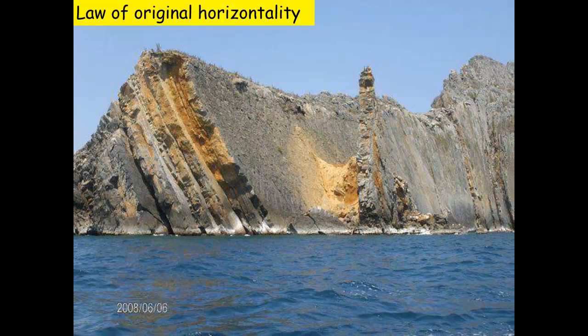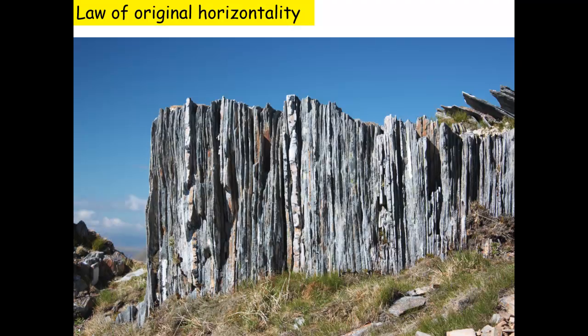For example, here we have some rocks which are obviously tilted. When this happens, this means that the rocks didn't form this way, but something has to have happened to them subsequent to their deposition, to tilt them after they were originally deposited horizontally. So whenever we see rocks that aren't horizontal, like these vertical rocks here, we assume that they were originally deposited horizontally by the law of original horizontality and then have been subsequently tilted.